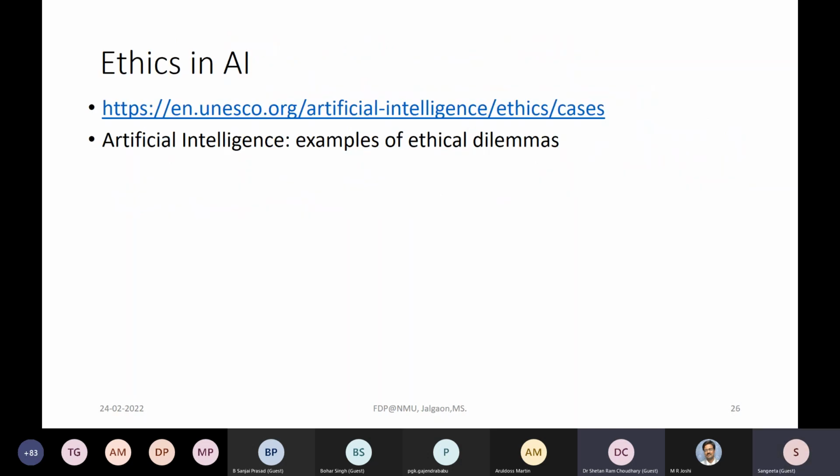Now coming to a very, very important part. When I read UNESCO's ethics case studies, which listed examples of ethical dilemmas, this was very striking to me. Are you aware of these ethics in AI?